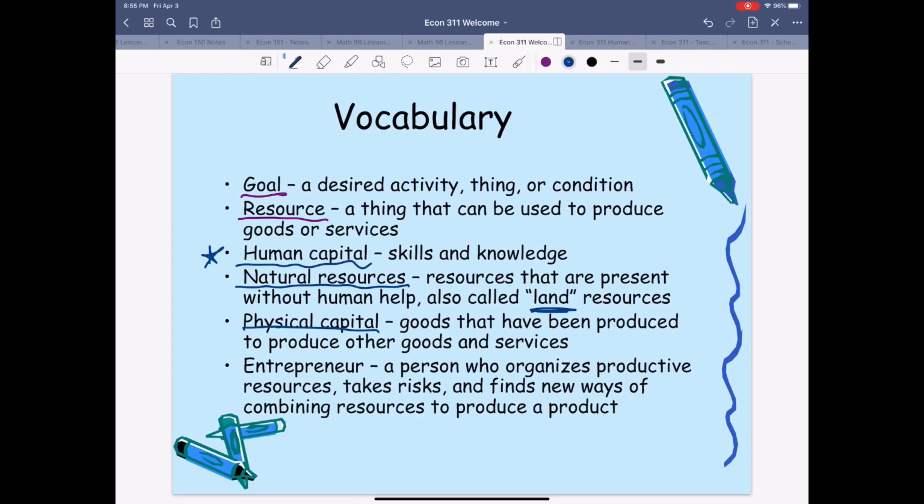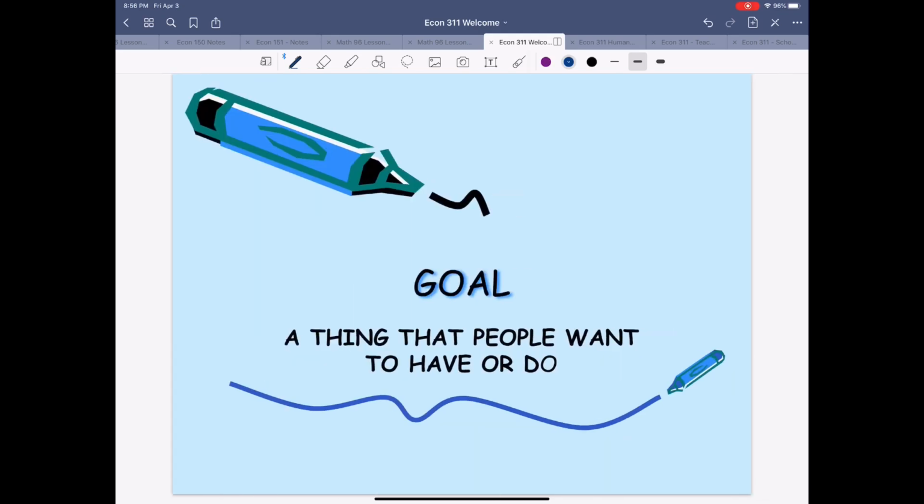And finally, the 4th type of resource that is very, very important is an entrepreneur, which is a person, and it's not the same as human capital. It is rather a person who organizes resources, takes a risk, and finds a new way of combining resources. And the really important part of the entrepreneurial activity as being a resource is that they take risks. So we'll look at some of those here in a moment.